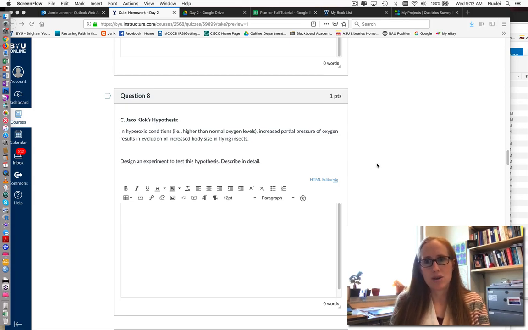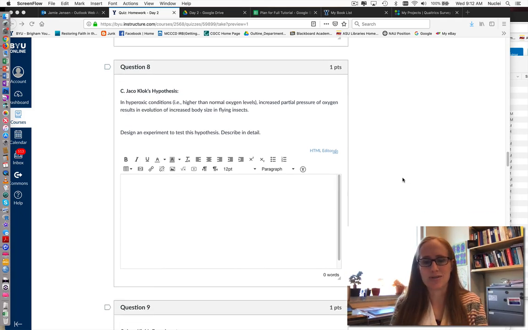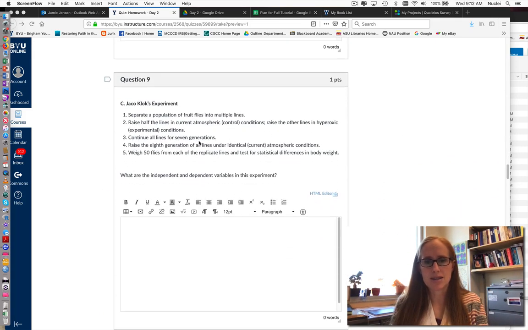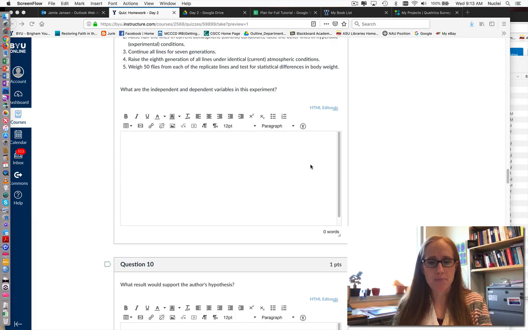Well, we would just grow insects at lower levels of oxygen up to higher levels of oxygen and see if their size increases. And you might think, well, gosh, is that enough time for that increase to actually take place? Well, we'll find out. So that's what they did, right? They separated fruit flies into multiple lines, and they raised half of them in regular conditions like we have today, and half of them in hyperoxic conditions, so more oxygen in the atmosphere. And they ran them for 7 generations. And then the 8th generation, they grew them all at normal conditions. So it was kind of their control to see what would happen. And then they weighed them.